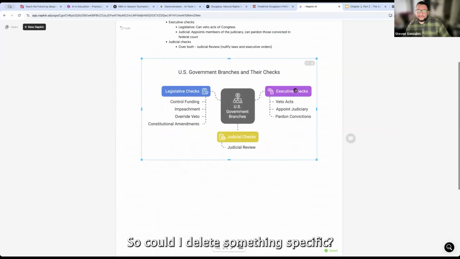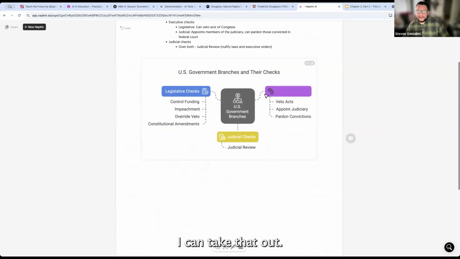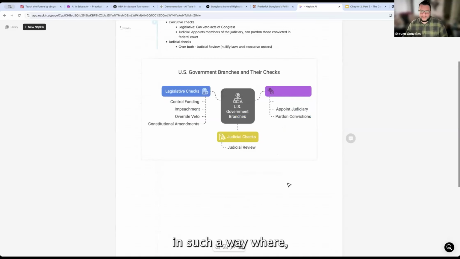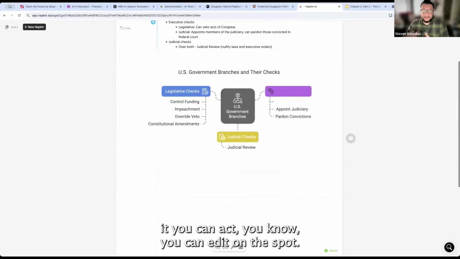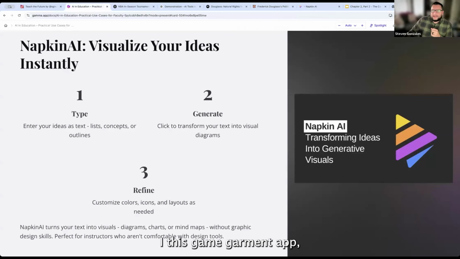So could I delete something specific? The answer is yes, you absolutely could. I can take that out, take this out. I can try to move things in such a way where you can edit on the spot. So that's another example. Finally, I want to share with you Gamma.AI.